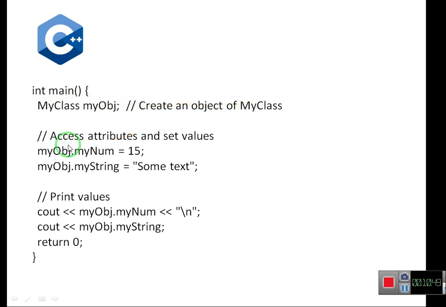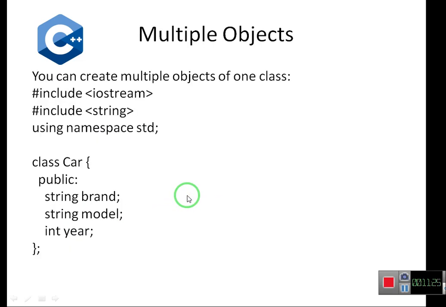Now myObj is my object of MyClass. Dot: what is dot? I told you in the theoretical part that it defines the connection between your class attributes and the call in the main function. Here myObj.myNum is equal to 15, and myObj.myString is equal to some text. Then we cout myObj.myNum, whatever it will be, like 15, and here myObj.myString, some text, backslash n. So 15 and some text will be printed in the program.